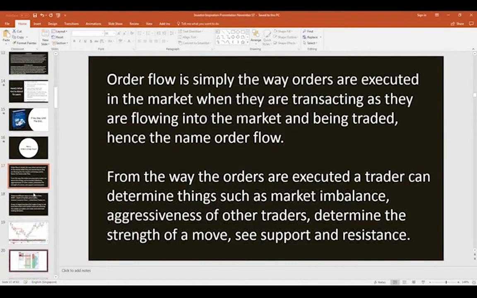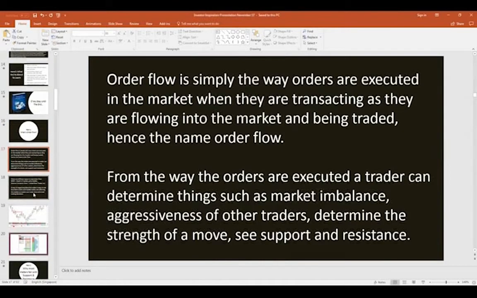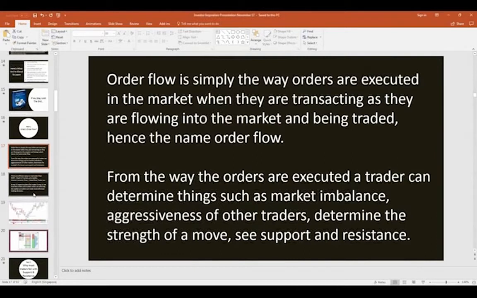It's simply the way orders are executed in the market when they're transacting as they're flowing into the market and being traded. Hence the name order flow. And from the way orders are executed, a trader can determine things like market imbalance, aggressiveness of other traders, determine the strength of a move, see support and resistance. And this is an order flow chart.